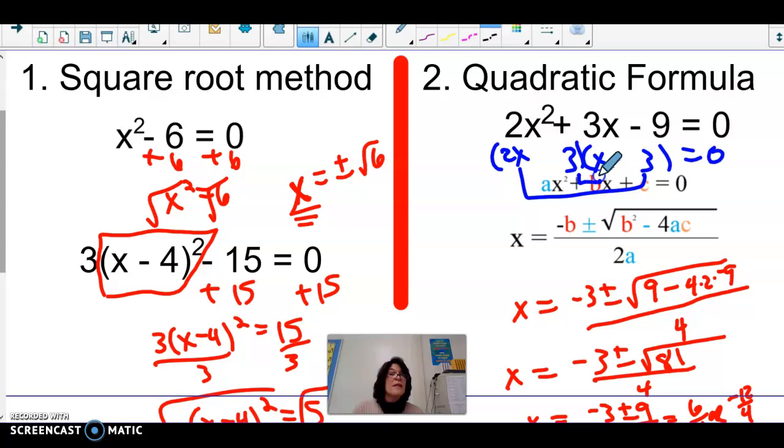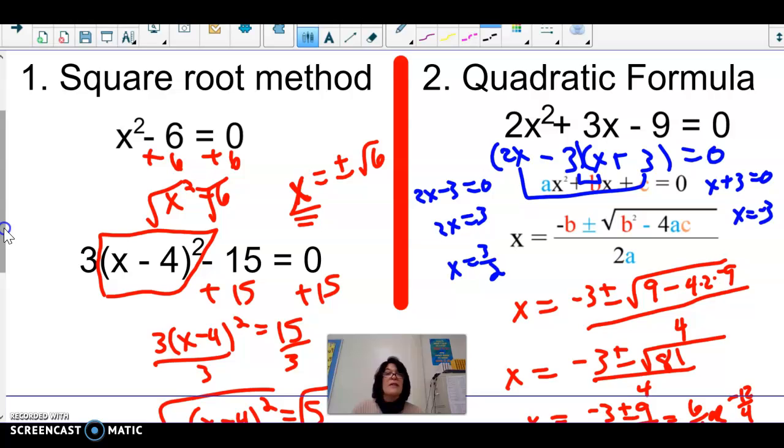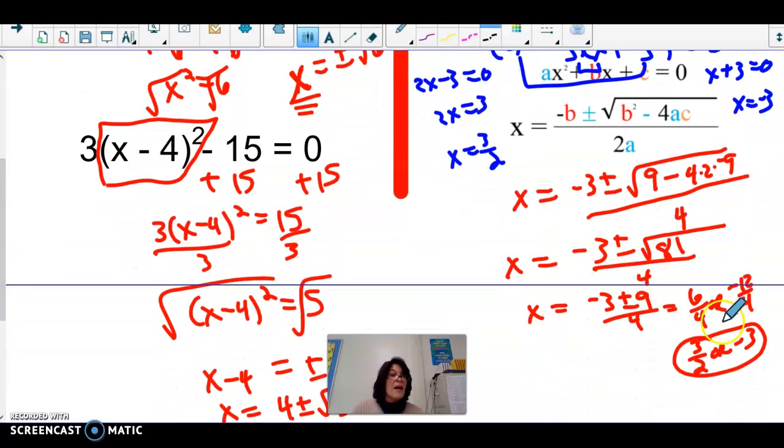That's 6x and 3x. Yes, if the 6x is positive and the 3x is negative, I'll get 3 in the middle. Let's see, 2x minus 3 equals 0. I'll add 3, divide by 2. I get x equals 3 halves. And x plus 3 equals 0. I'll subtract 3. I get x equals negative 3. 3 halves and negative 3. I would have gotten that by factoring. I also got it by using the quadratic formula. Okay, does that make sense?